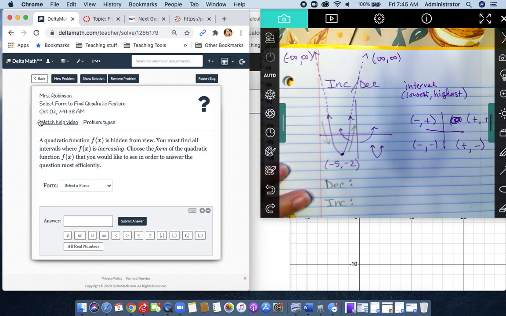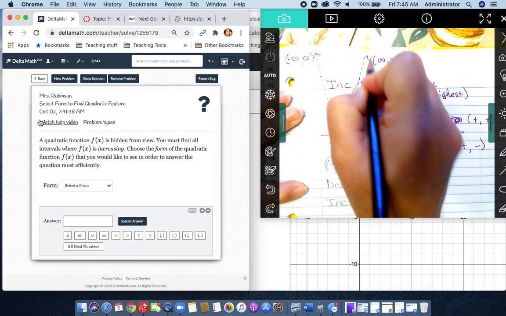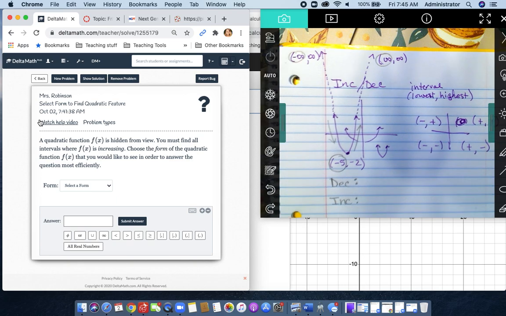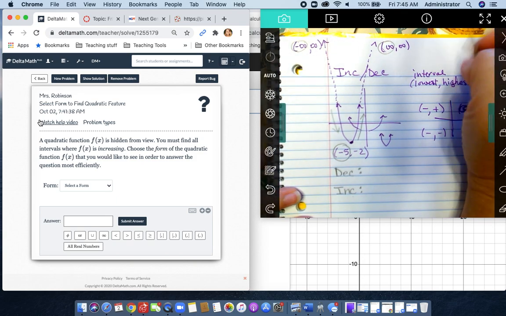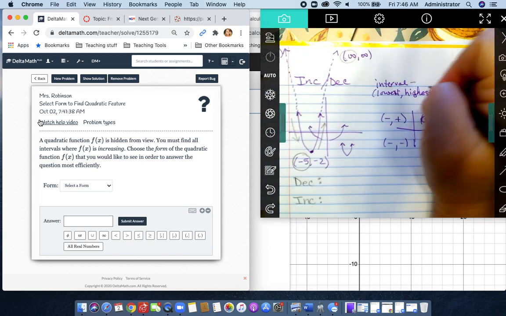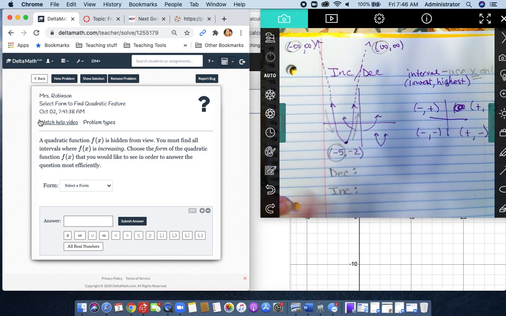The other thing I want you to do to make this super helpful is to always circle the x values. Just please circle them. Because when we write our decreasing and increasing intervals, we are only going to use x values. So every time we have an interval, we use x only. We never look at the y.